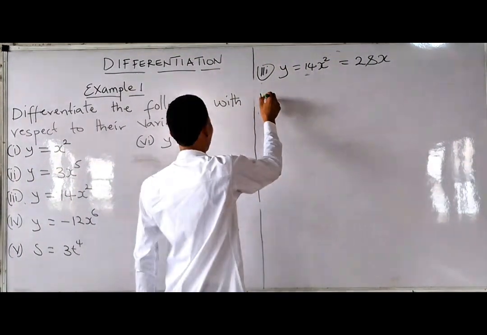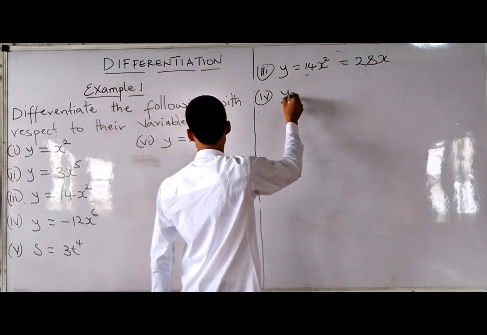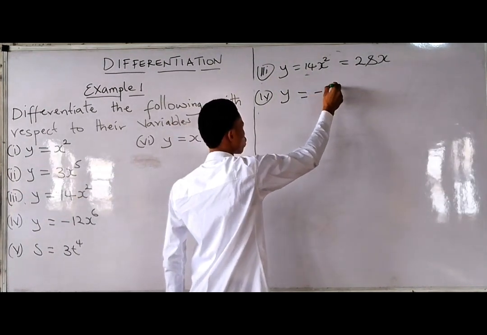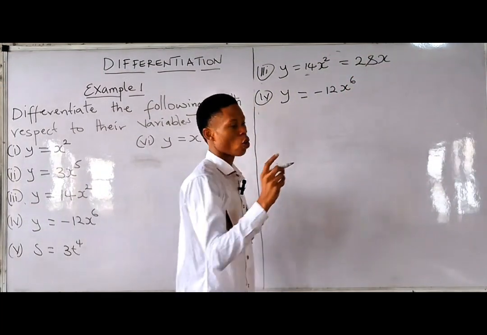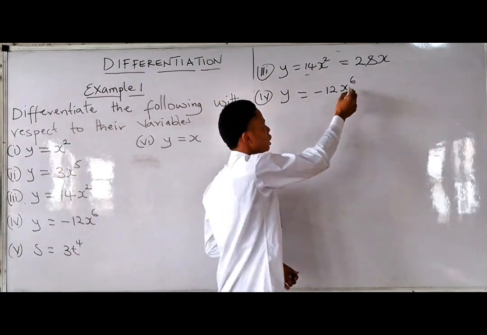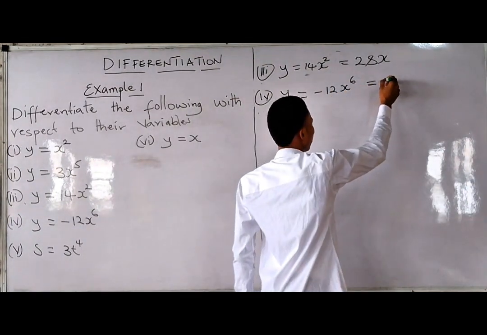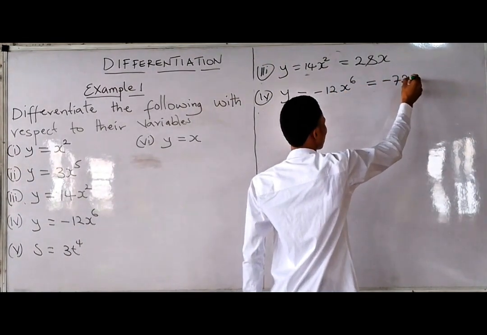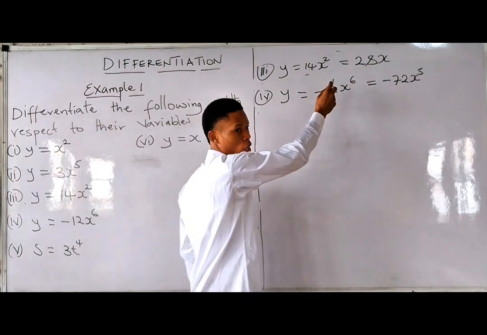Good. Number 4, we're asked to differentiate y equal to minus 12x raised to power 6. Now dy/dx, dy over dx, differentiating y with respect to x, 6 times minus 12 will give us what? Minus 72, right? x raised to power what? 5. Remember to subtract 1 from your power.